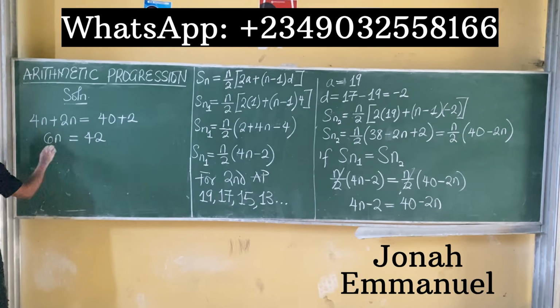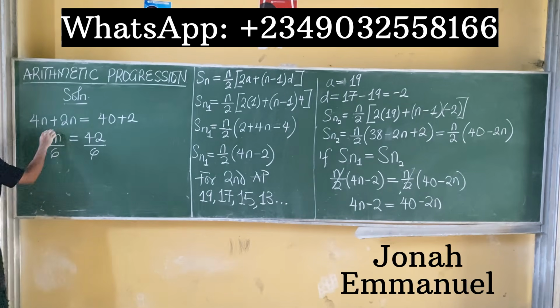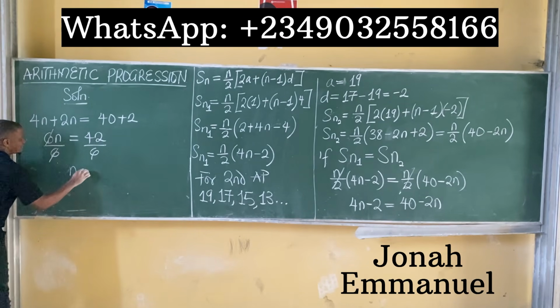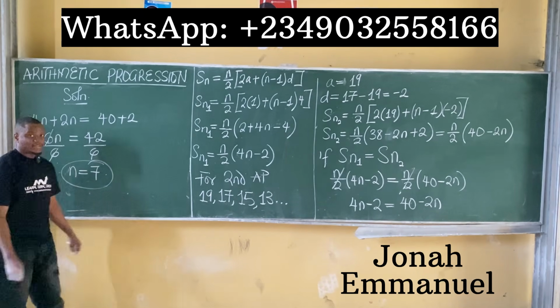Now let's divide this. To get n, divide here by 6. Divide here by 6. This cancels this. N is equal to 42 over 6 gives you 7. So the correct answer there is 7.